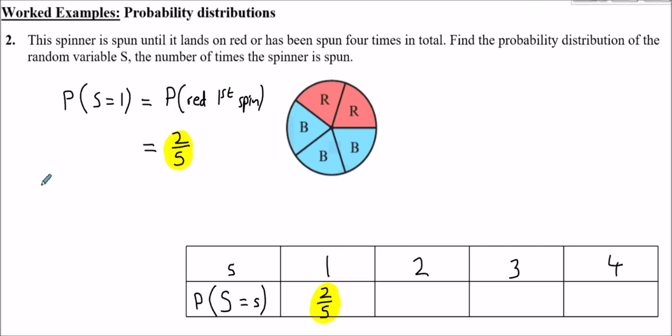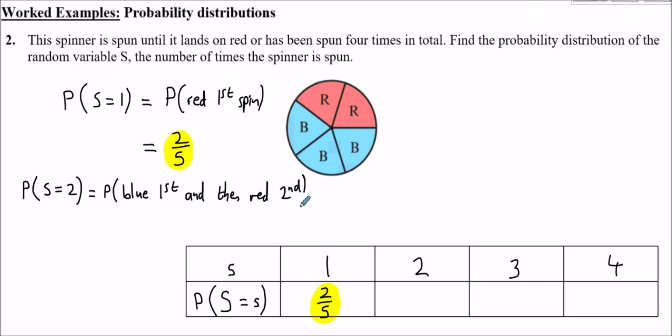Now, to have 2 spins, the probability that the number of spins is 2, that can only happen if the first spin is blue, and then red second. Now I've used the word and here deliberately. If you remember the and or rules from GCSE, and would imply we multiply. So blue first is going to be a 3/5 chance, and then red second, so multiply by 2/5. So 3/5 multiplied by 2/5. Multiply the tops, 3 times 2 is 6. Bottoms, 5 times 5 is 25. So the probability of having 2 spins is going to be 6 over 25.